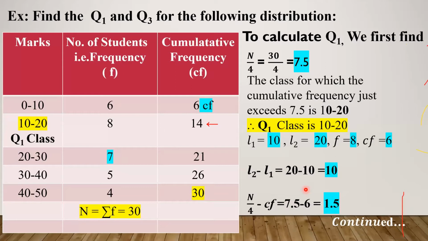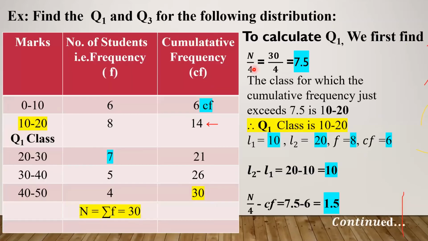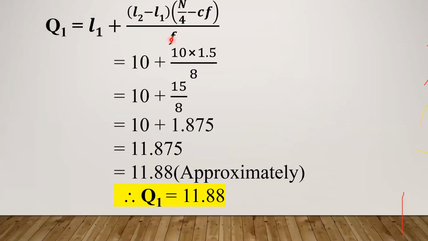Look at the step 5. Write down the formula. Q1 equal to L1 plus L2 minus L1 in another bracket N by 4 minus CF, and this divided by F. Now what is my value for L1? It is 10 plus L2 minus L1. How much it was? It was 10, and N by 4 minus CF was 1.5. So L2 minus L1, in place of this bracket, I will put 10. N by 4 minus CF, I have already calculated.